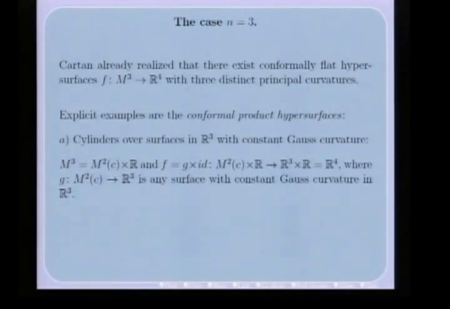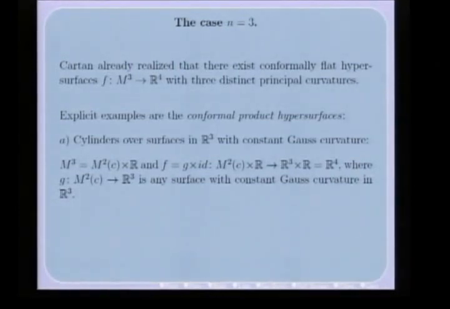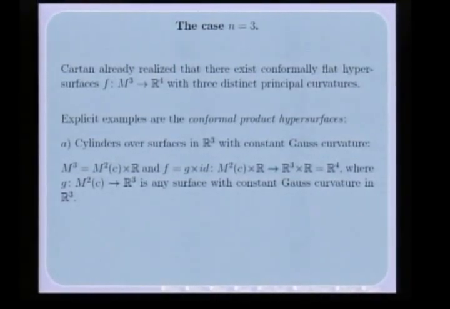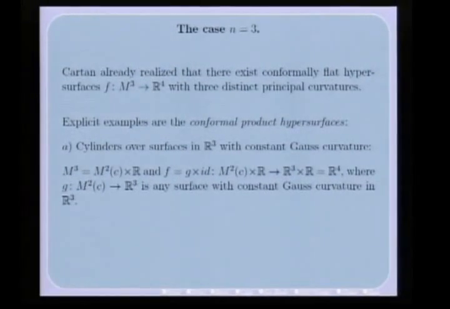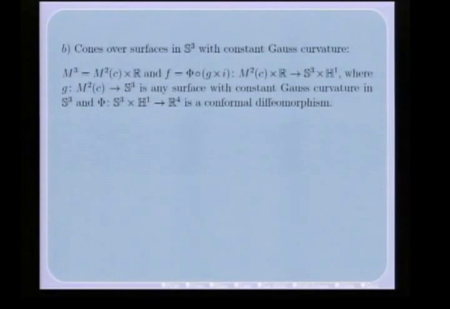You start with a product of a 2-dimensional Riemannian manifold with constant curvature C with R, and just take the cylinder over the surface, which is conformally flat because a product like this is always conformally flat. Another example is a cone over a surface in the 3-sphere with constant Gauss curvature. Intrinsically, the hypersurface is also a product like that.